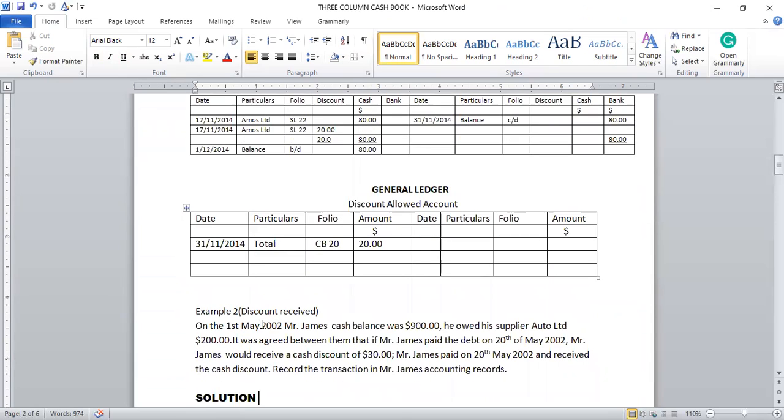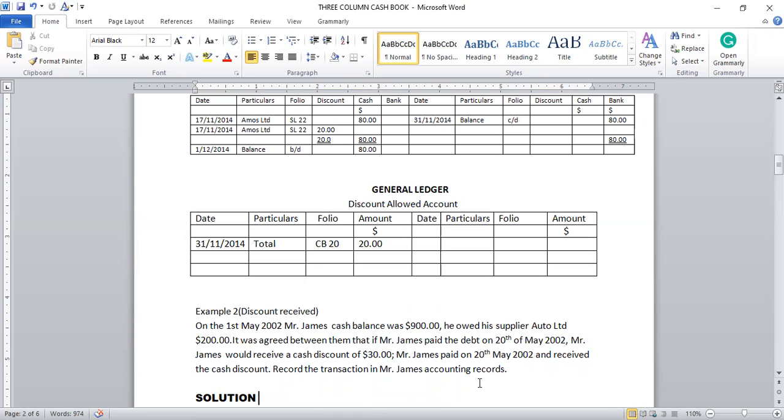Sorry, let me take it again. Example 2, discount received. On the 1st May 2002, Mr. James' cash balance was $900. He owed his supplier, Auto Limited, $200. It was agreed between them that if Mr. James paid the debt on 20th May 2002, Mr. James will receive a cash discount of $30. Mr. James paid on 20th May 2002 and received the cash discount. Record the transaction in Mr. James' account.